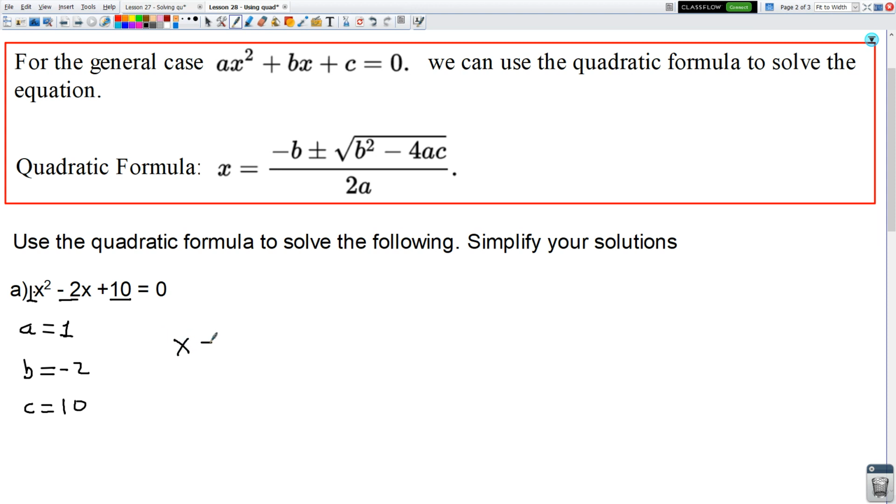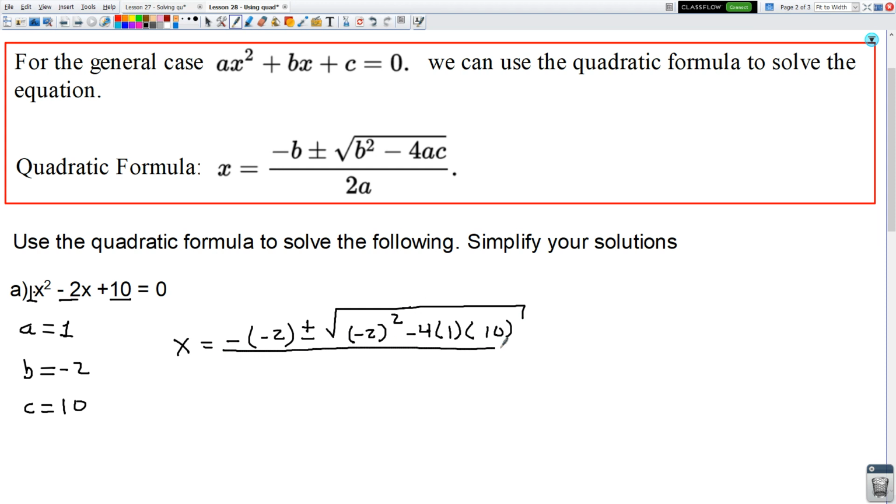So we're going to have that x is equal to negative, parenthesis, the value of b, but here b is -2, so plug that in, plus or minus the square root of b squared, but we know that b is -2, so we're going to have (-2) squared, minus 4 times a, but we know that a is 1, times c, but we know that c is 10. Everything divided by 2 times a, but we know that a is 1. All right, so this is your solution to this equation here.